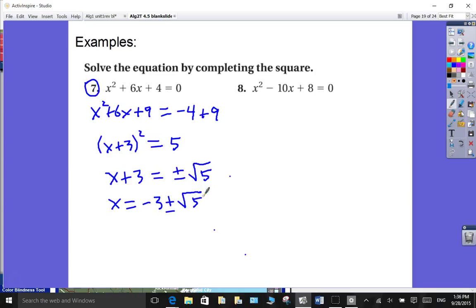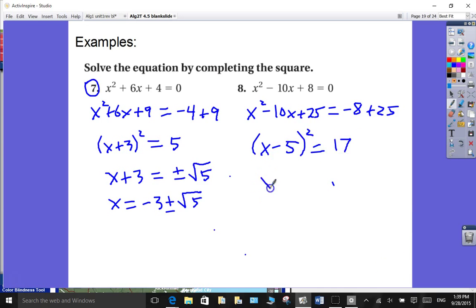Try the number 8. Try to do the same thing that I just did. You have that one to look at. So I'm going to go through this kind of quickly. X squared minus 10x equals -8. Half of -10 is -5. -5 squared is 25. If I add 25 there, I add 25 there. This is x minus 5 squared. This is 17. X minus 5 equals plus or minus the square root of 17. So x equals 5 plus or minus the square root of 17.